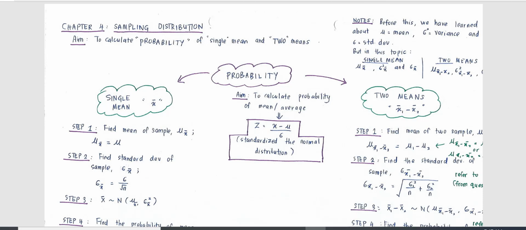So in this video I will show you chapter 4, sampling distribution. The aim of this chapter is to calculate the probability of single means and also two means. So what is the sampling distribution?